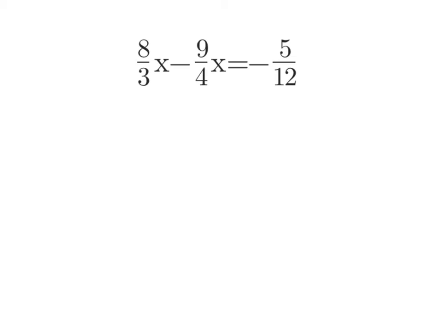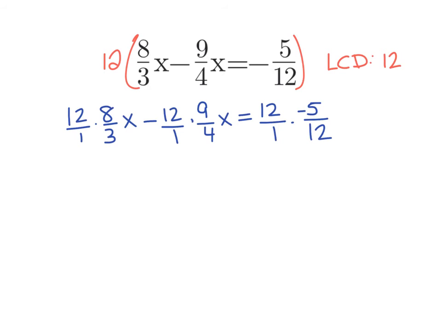In this example, we have 8/3 x minus 9/4 x equals negative 5/12. So the goal will be to use the least common denominator, which in this case, between 3, 4, and 12, is going to be 12. We're going to multiply everything by 12, and then that should eliminate our fractions as we go through. Now I'm going to show every single little tiny step here, and then hopefully by the end of these couple examples we won't have to do that anymore.